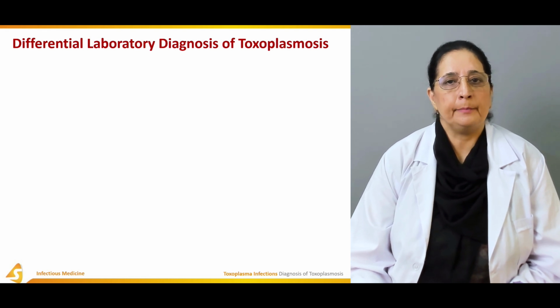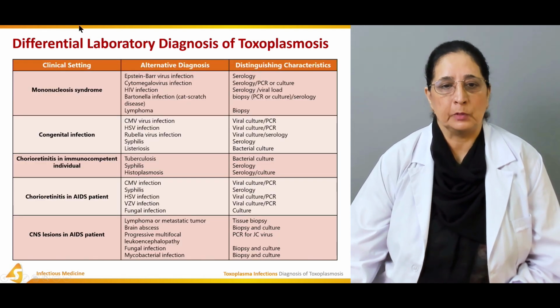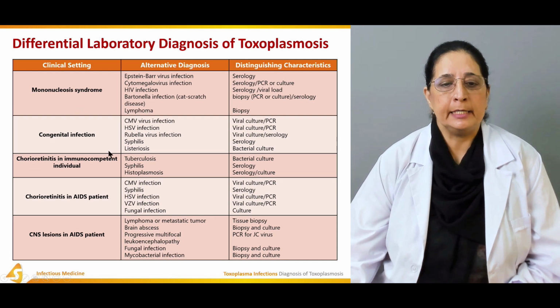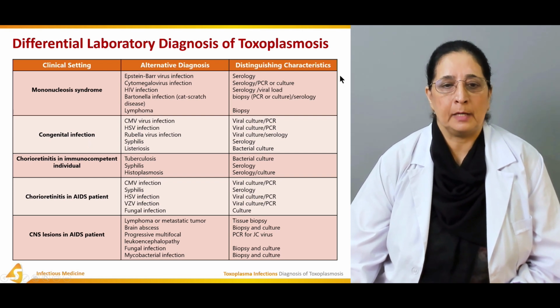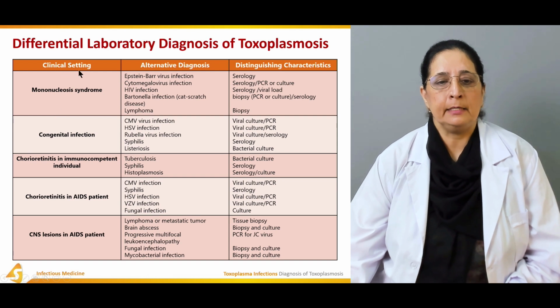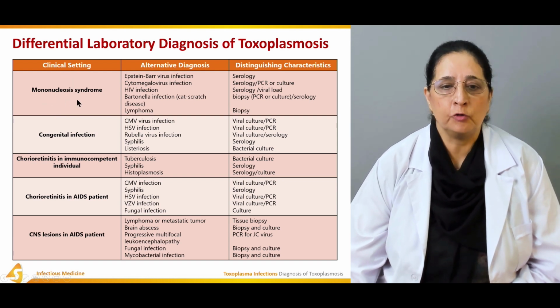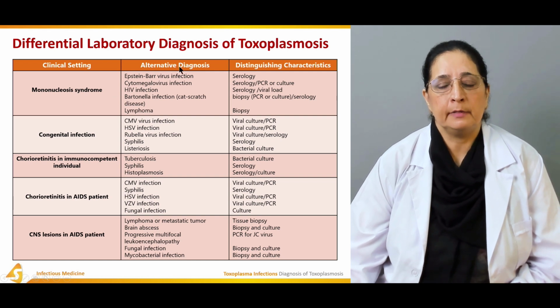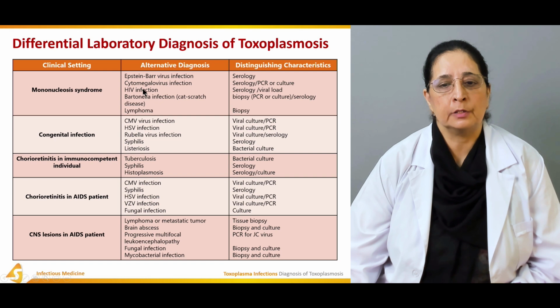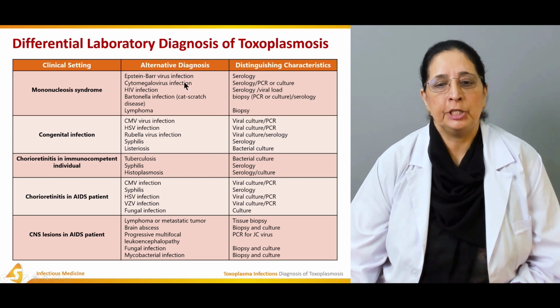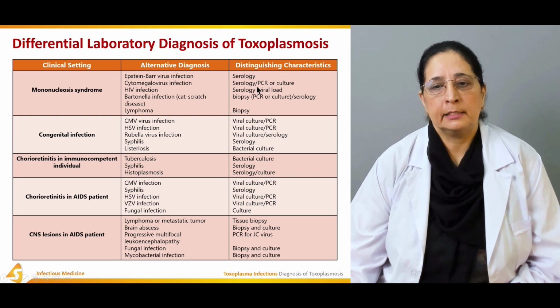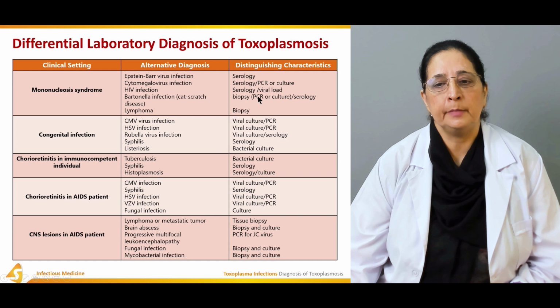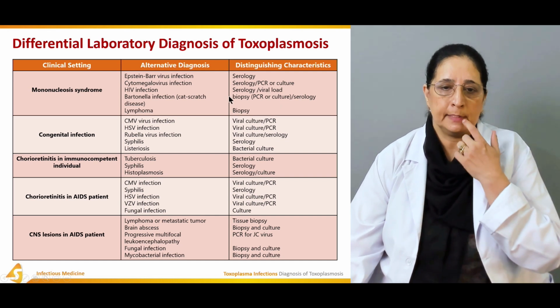Next, the differential lab diagnosis of toxoplasmosis. These are some conditions that need to be differentiated from toxoplasmosis. In a clinical setting of mononucleosis syndrome, alternative diagnoses are Epstein-Barr virus infection, cytomegalovirus, HIV, Bartonella infection, and lymphoma. The distinguishing characteristics can be found on serology, PCR or culture, and biopsy.